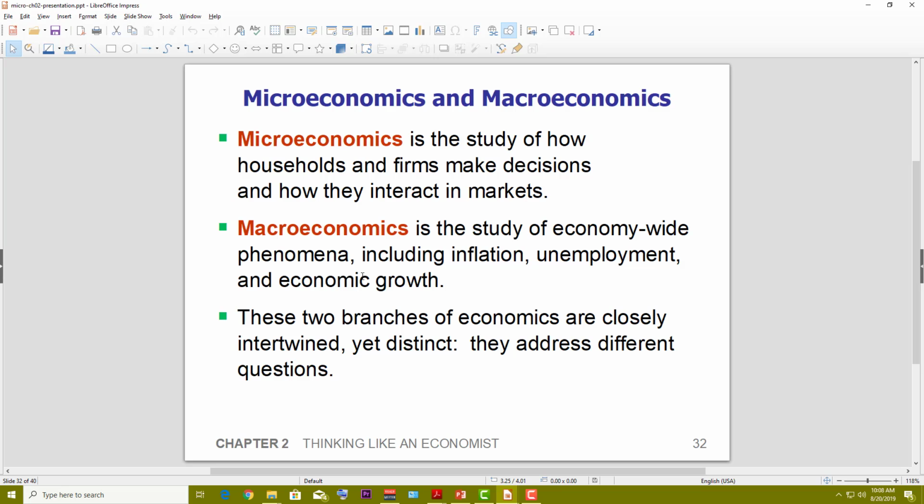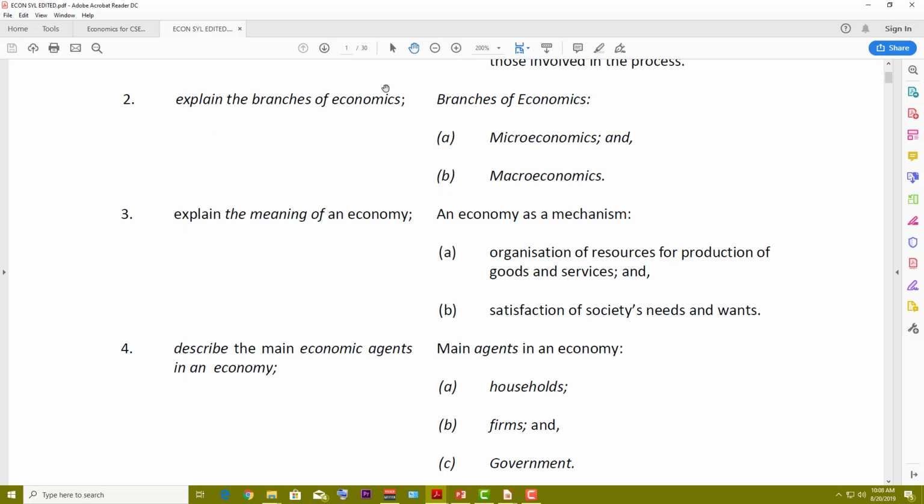So that's macroeconomics. So micro, you're looking at the small scale. Macro, you're looking at the economy as a whole. And so those are the two branches of economics that the syllabus speaks to. All right? So now, we're talking about economics and macro and micro and all those things.